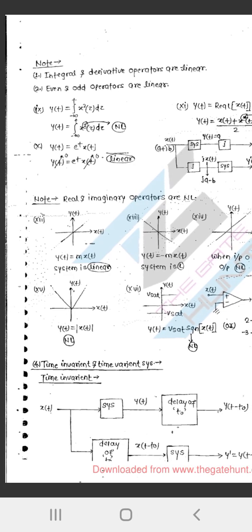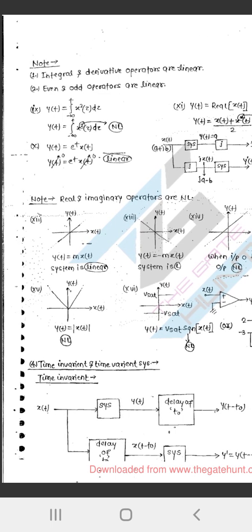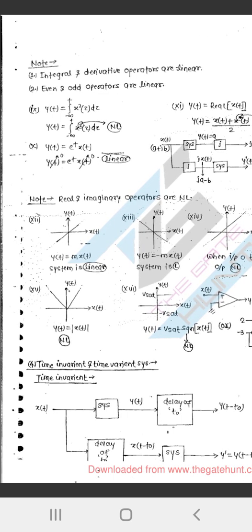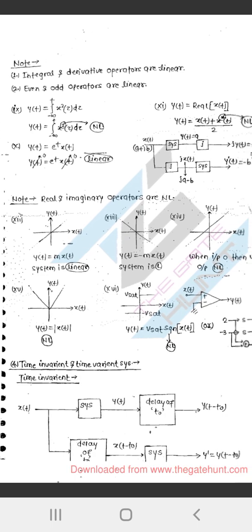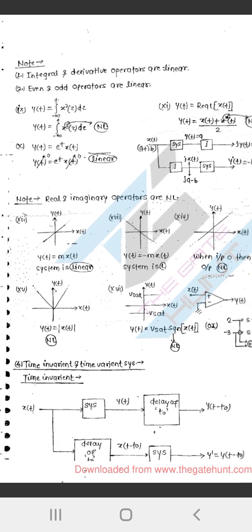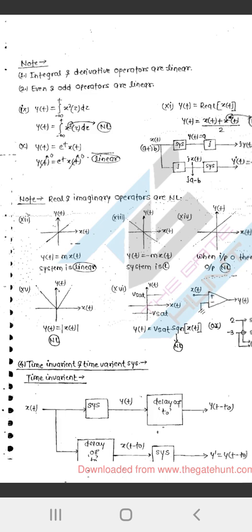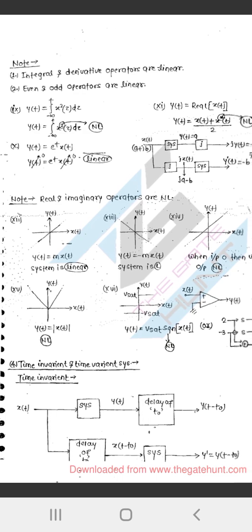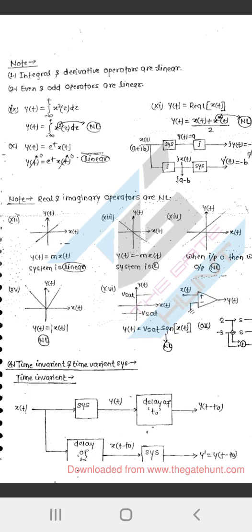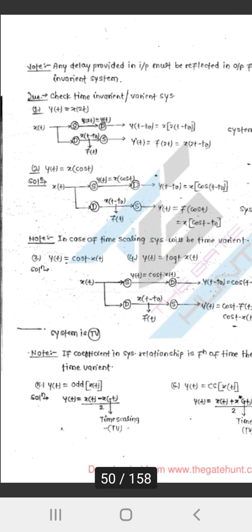y(t) = integration from minus infinity to x squared of 2 d tau. y(t) = integration from minus infinity to infinity x of 2 d tau. y(t) is equal to e raised to t x(t). y(t) is equal to e raised to t x(t). Is it linear?